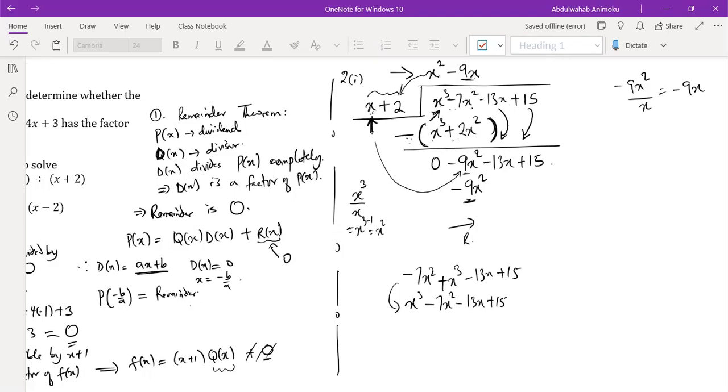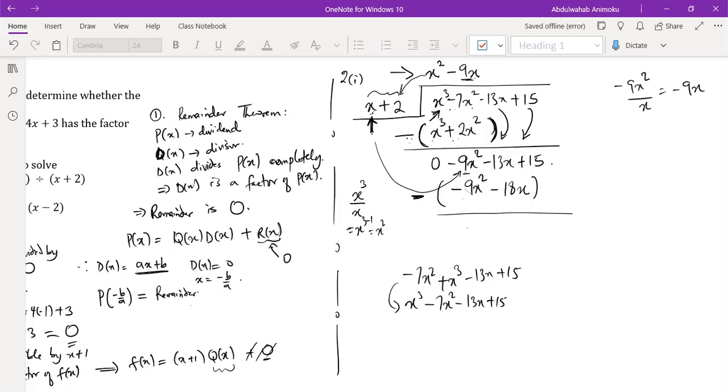So minus 9x times x, you have minus 9x squared. Then the next one will be minus 9x times 2, that will be minus 18x. Again, you subtract, right? And don't forget your bracket, okay? So let's do the subtraction. Because you got this one correctly, you always know that when you subtract this term from this term, it's going to give us 0. As you can see, minus 9x squared plus 9x squared, that would be 0.